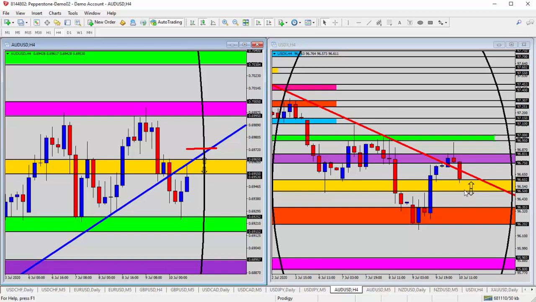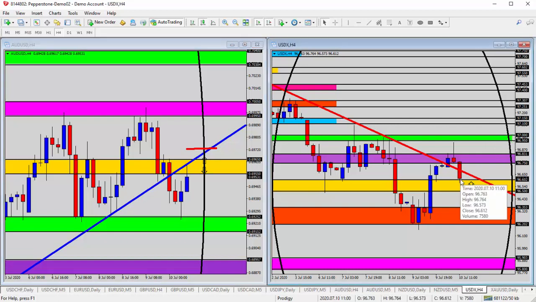And then you're looking at the US dollar. You don't want to sell it right now on top of the yellow zone. You more likely would look for it to bounce off the yellow zone and go back up for the US dollar. So that's a couple of different factors there.